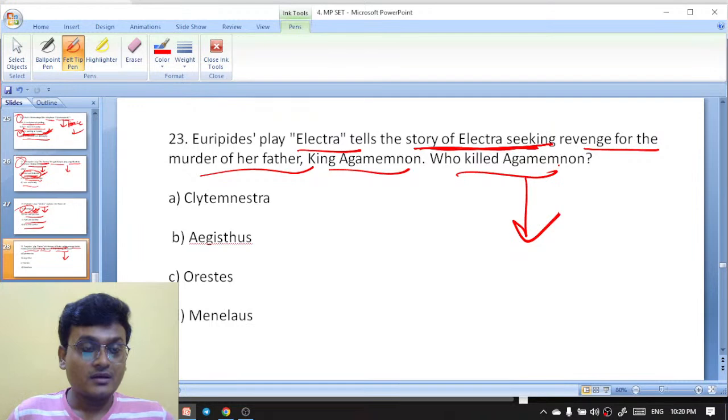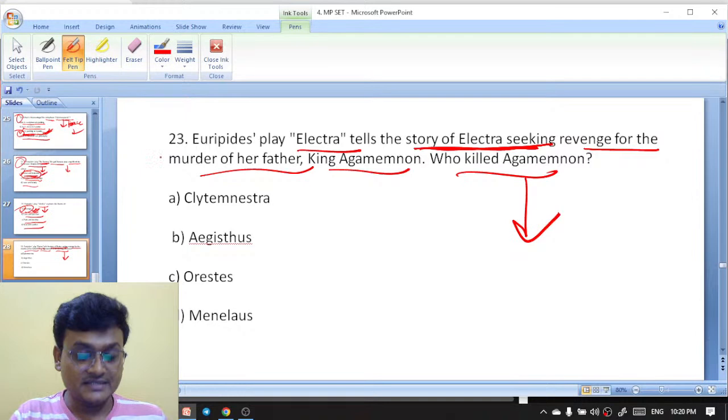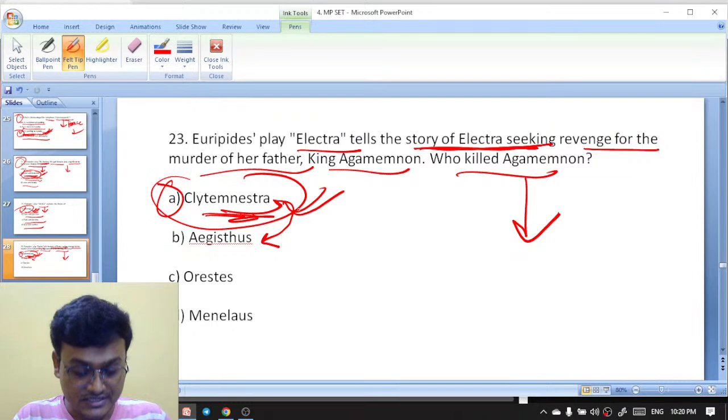His wife killed him, and that is actually Clytemnestra, and Clytemnestra's lover was Aegisthus. So it is actually Clytemnestra. Excellent. And A is the right answer.